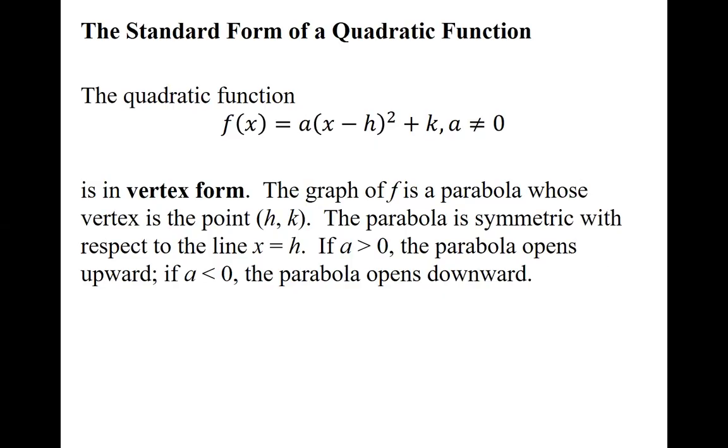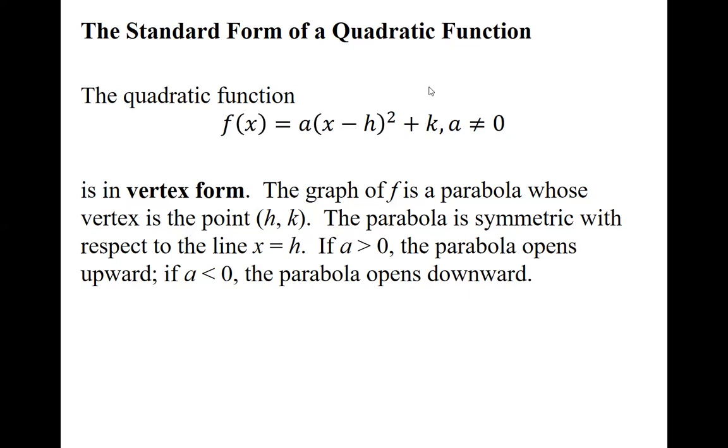We call it vertex form because (h, k), much like the center of a circle, is the vertex of the parabola. So h is what's subtracted from x. k is what's added on after the square.